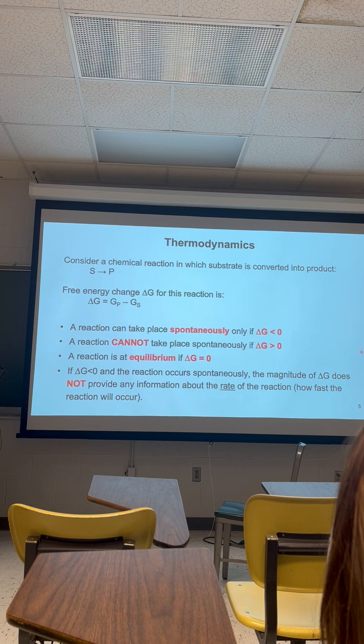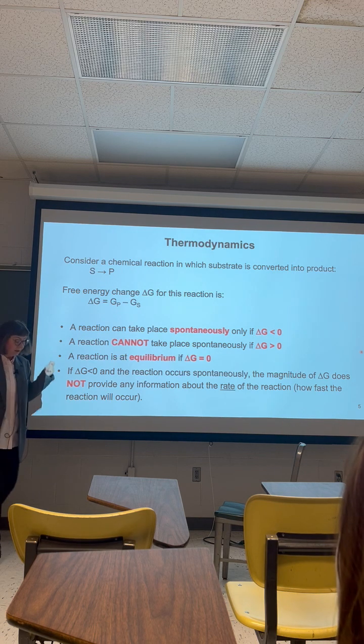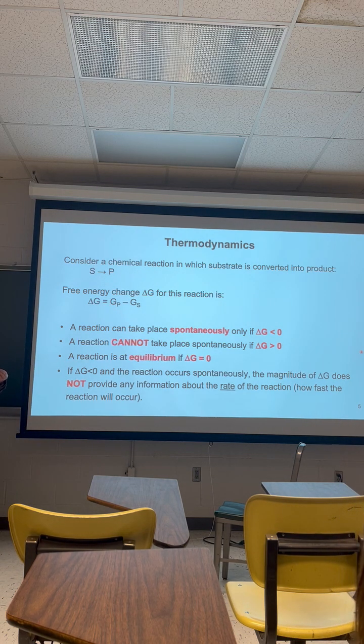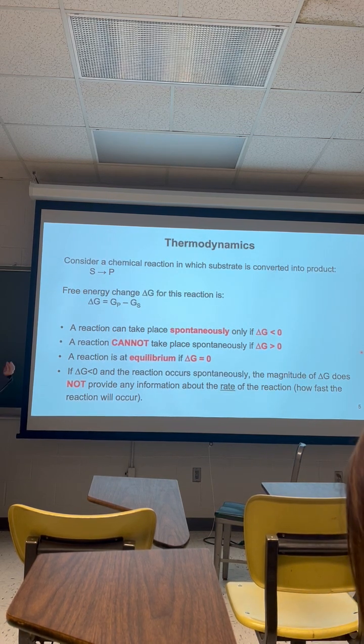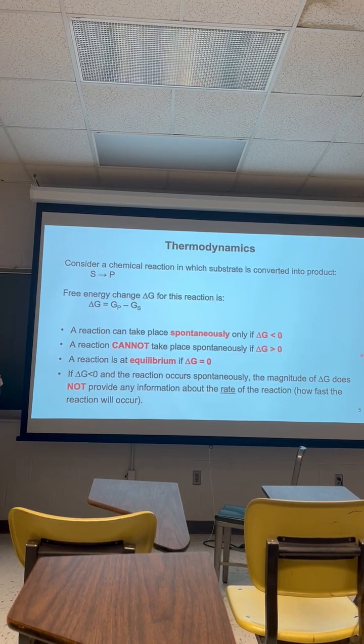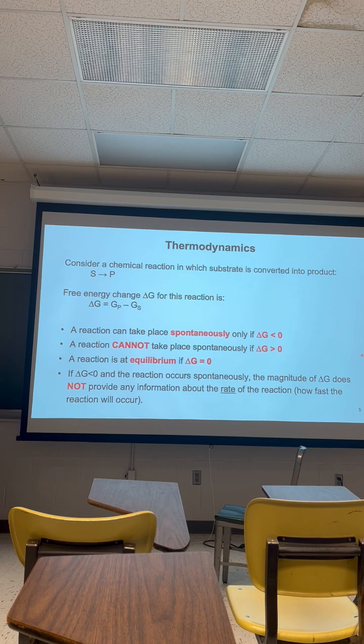Now, if you have a particular reaction, and you determine that delta G is less than 0, you would say, okay, this reaction will take place spontaneously. From delta G, from thermodynamics, you have no clue how fast this reaction will take place. All you can tell based on the value of delta G is whether this reaction will or will not take place. You have no idea how fast it would take place. So delta G does not provide you any information about the rate of the reaction.